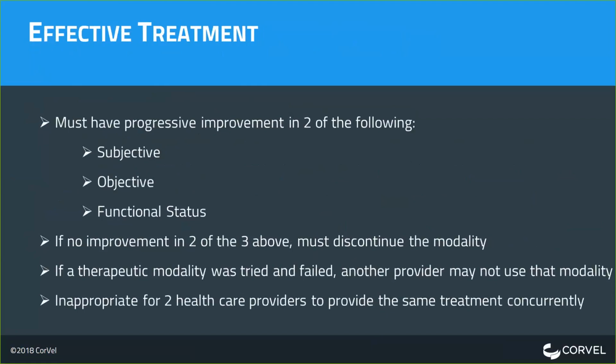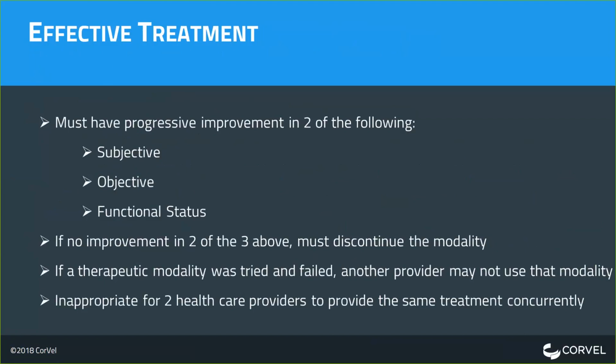Effective treatment means that the patient has progressive improvement in two of the following areas. Subjectively, the patient is stating that they're getting better and verbalizes changes in the symptoms that are improving. Objectively, the provider is documenting objective findings showing improvement, or functional status is improving. So for instance, you may have somebody who is off of work that is now released back to work with restrictions, or maybe their restrictions are improving, or maybe they are going from being restricted to full duty.